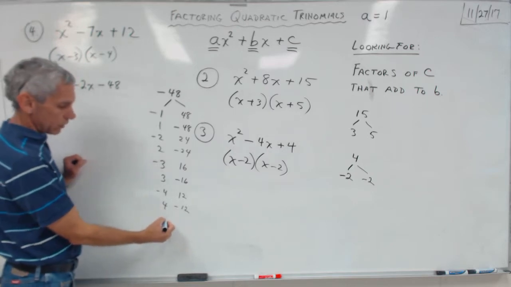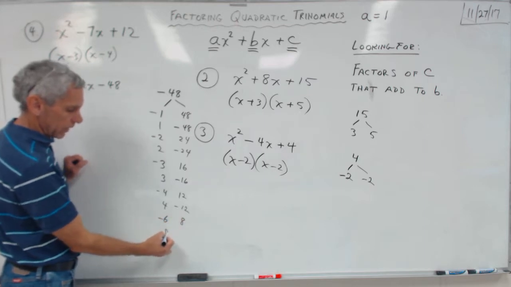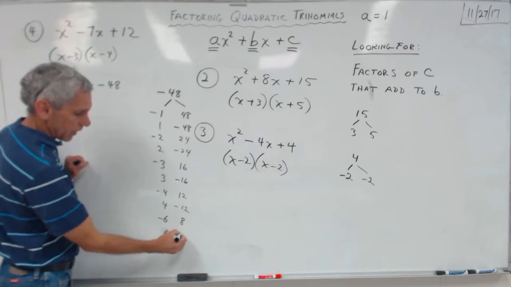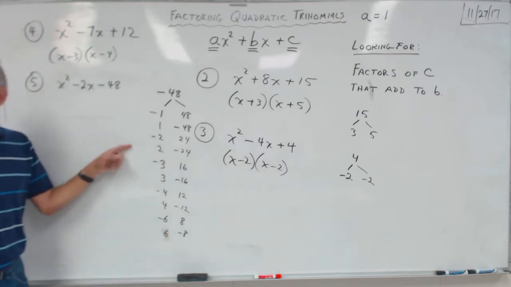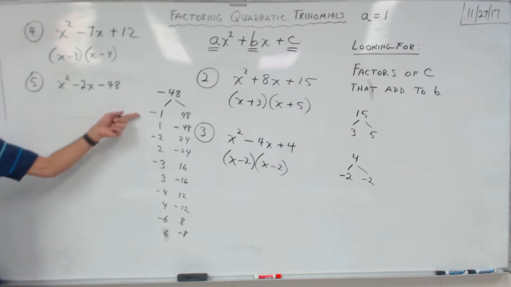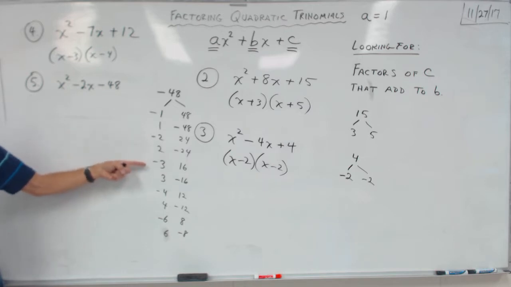All right, or I could do negative 6 times 8, or I could do positive 6 times negative 8. See, those are all my possibilities. Do you see that? Yeah. All right, so now we add them together. That would give me 47. This would give me negative 47. This would give me 22, negative 22.